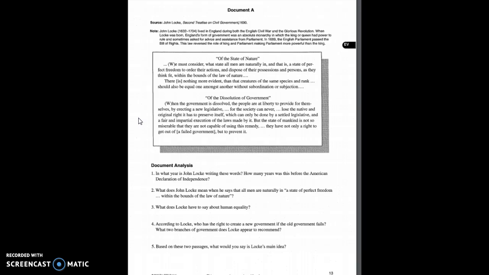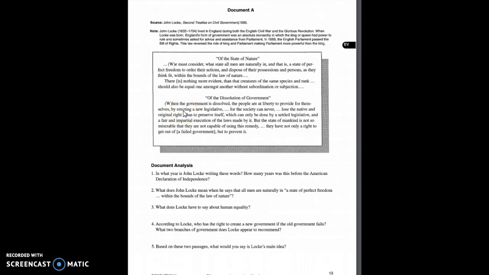So let's go ahead and start breaking down what John Locke means with this passage. It says when the government is dissolved, okay, so if we end the government, it's a falling apart, it disappears. The people are at liberty, the people are free to provide for themselves by erecting, or creating, a new legislative.